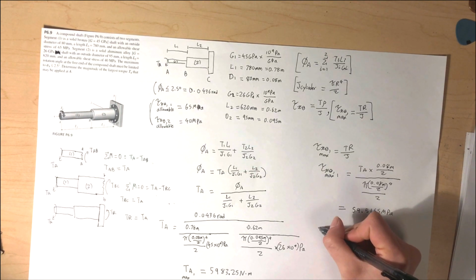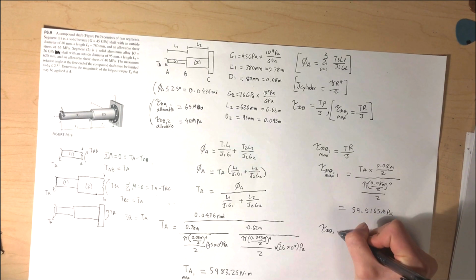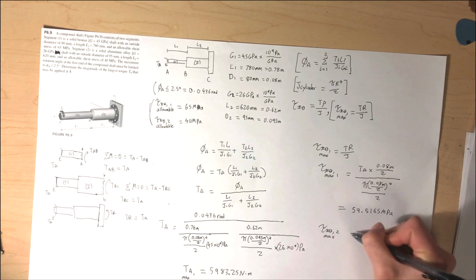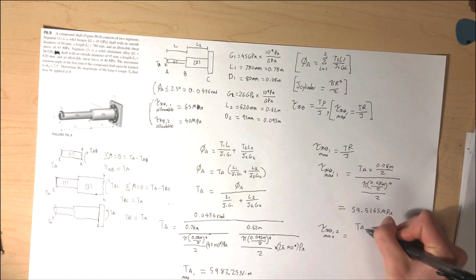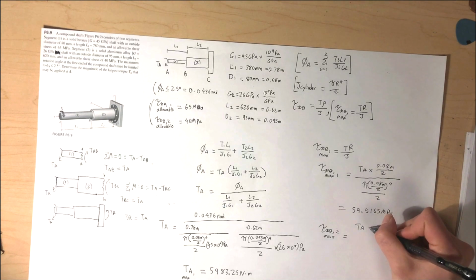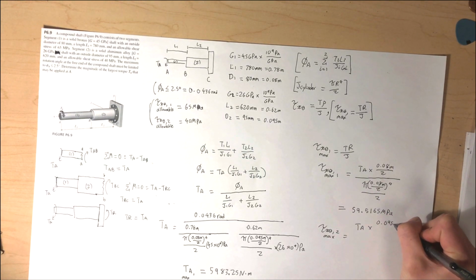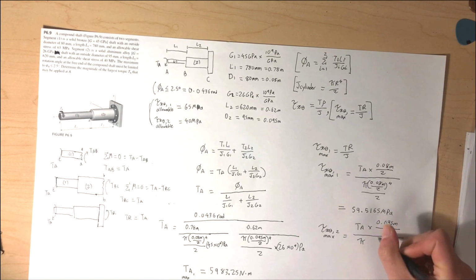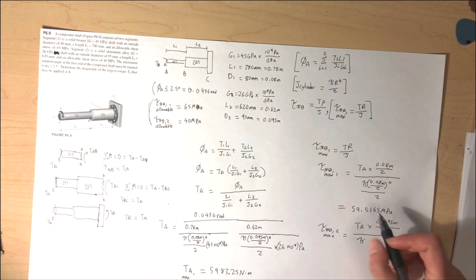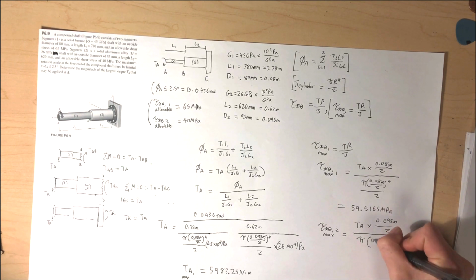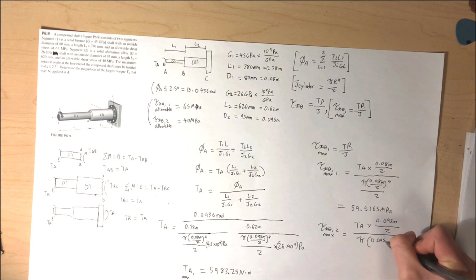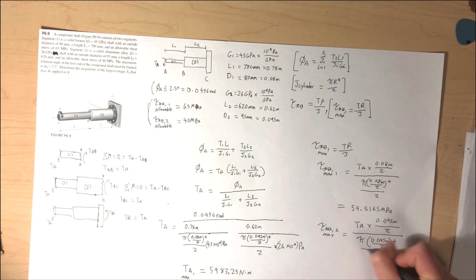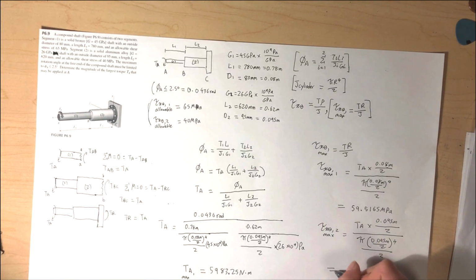We can check 2. And we have TA, which again we're taking from here, times 0.095 meters over 2 over the polar moment of inertia, which is pi times 0.095 meters over 2 to the 4th over 2. And this should equal out to 35.542 megapascals.